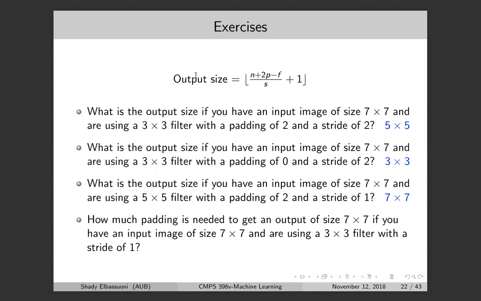Let's calculate it. We have the output is 7. You have n is 7, plus 2p, minus f, which is 3, plus 1. So 7 plus 2p minus 3, that's 4 plus 2p, plus 1. That's 5 plus 2p is equal to 7. So you move the 5 over there, 2p is equal to 2, and you get a padding of 1.